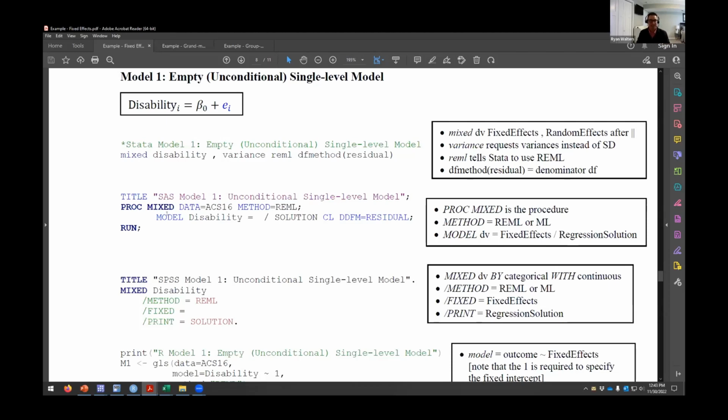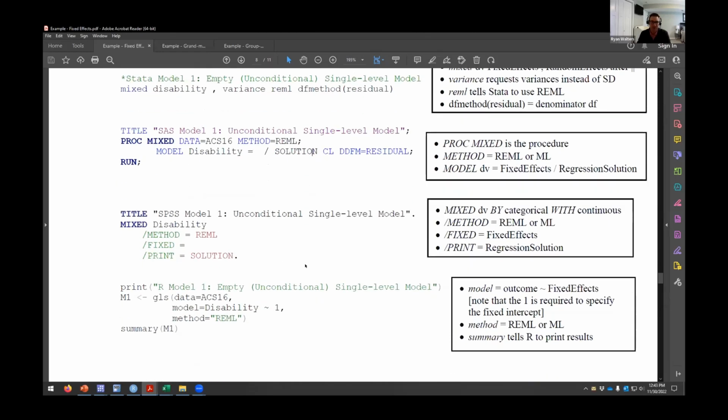So some of this is just literally for example purposes, I needed to get these data estimated. SAS proc mixed, define our data, define method equals REML. Model, we're going to have disability equals, because there's nothing after the equal sign, we know we're dealing with an empty or unconditional model. We're going to ask for the solution, so the fixed effects, and then our denominator degrees of freedom.